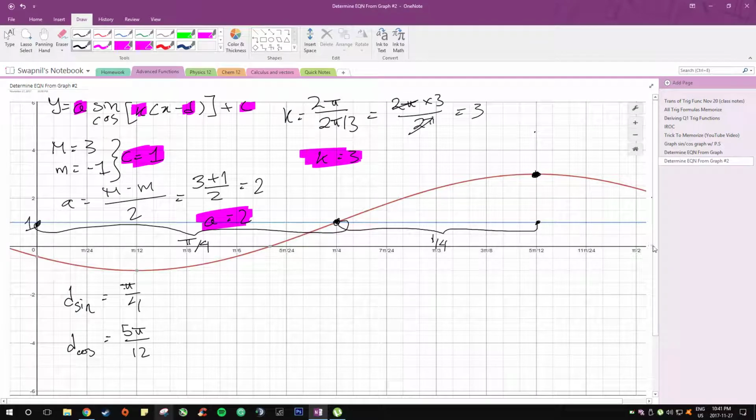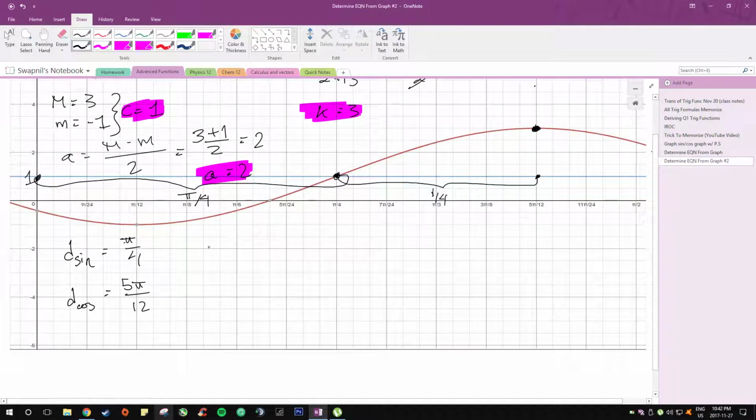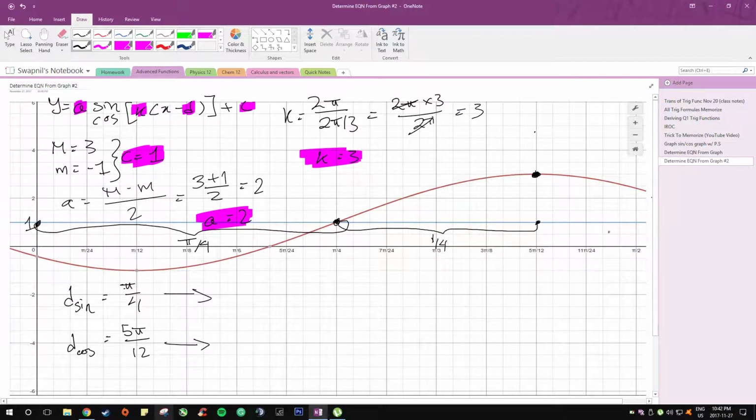If it was a negative, this value right here would be a negative and then minus d, which would give you a positive. Whereas in this case, this is a positive, so it gives you x minus, and then a positive d value is still minus. Okay, so then with these, we can complete the equation.